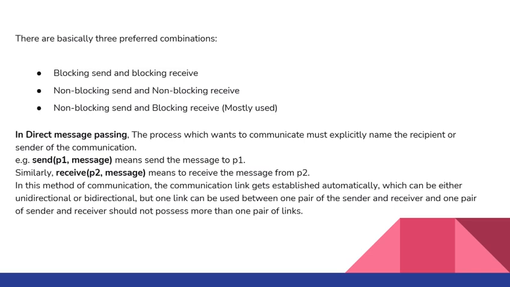Similarly, receive(P2, message) means to receive the message from P2. In this method of communication, the communication link gets established automatically, which can be either unidirectional or bidirectional. But one link can be used between one pair of sender and receiver, and one pair of sender and receiver should not possess more than one link.